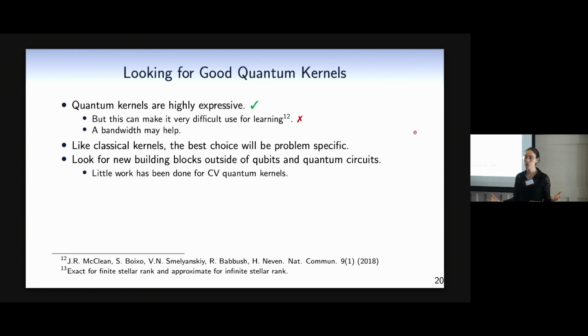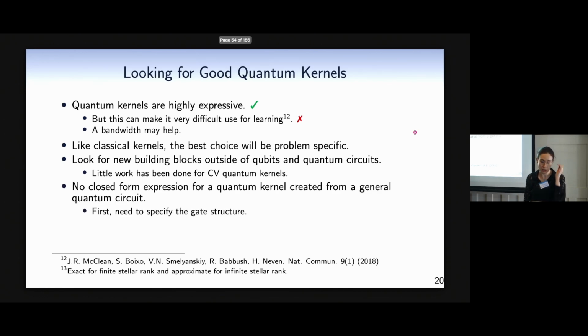As we're looking for the best choice of kernels, there's been a lot of work on qubits and circuit models, but we're looking for new building blocks, and there's been little work up until now on CV quantum kernels. There are a few papers that I can point you to later, but this is one of the first works done for general CV kernels.